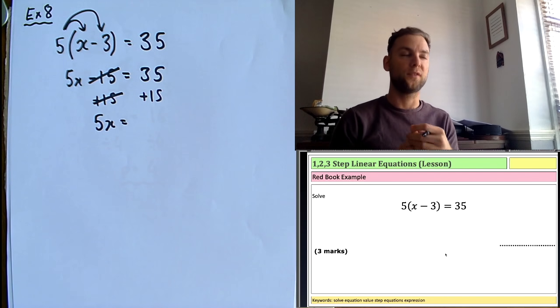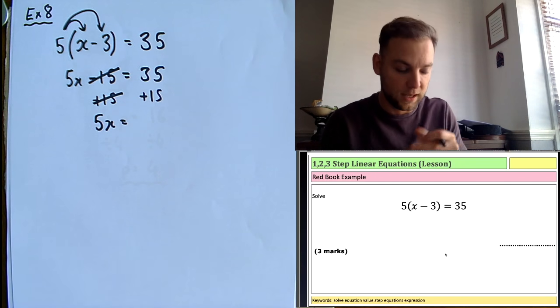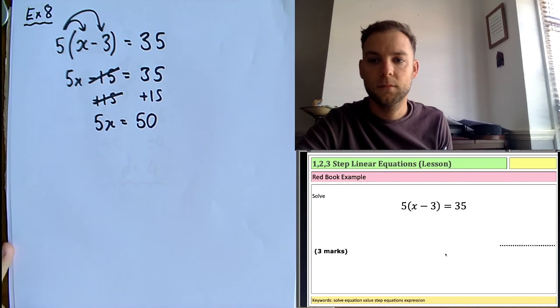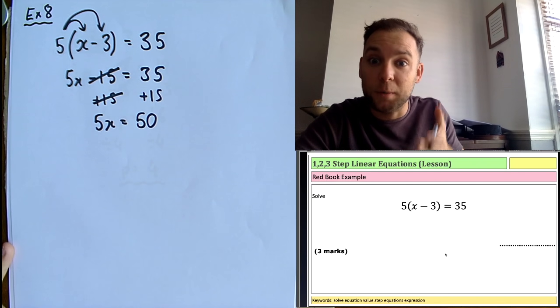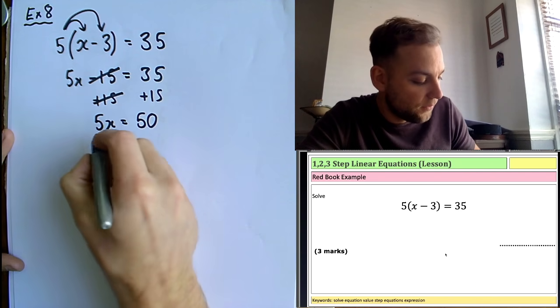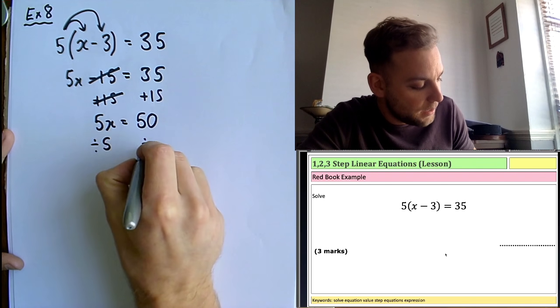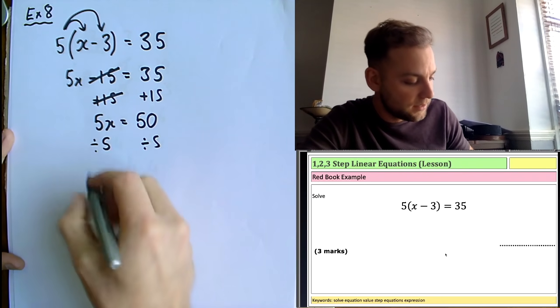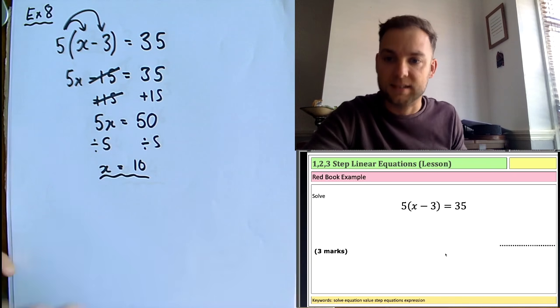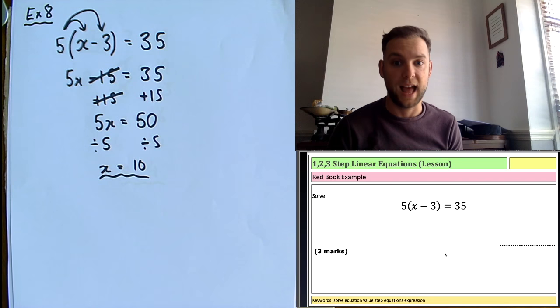Well, 35 plus 5 is equal to 40, plus another 10 is equal to 50. And then get x on its own. Remember, that's the whole point. Solve means to find the unknown. So divide by 5, divide by 5. So 5x divided by 5 is x, and 50 divided by 5 is 10. And then that's that question done. So that there was question 8.